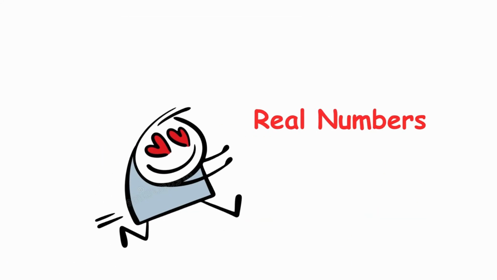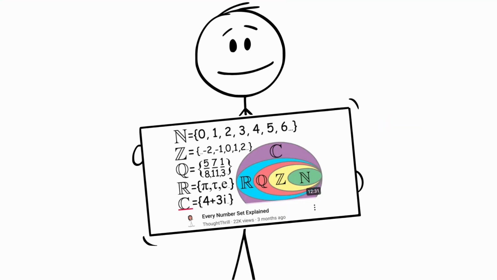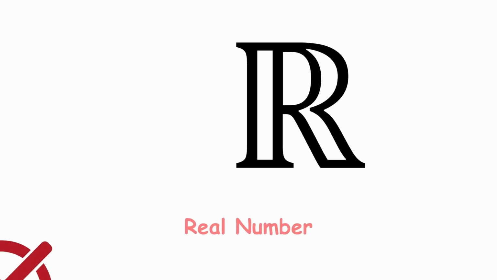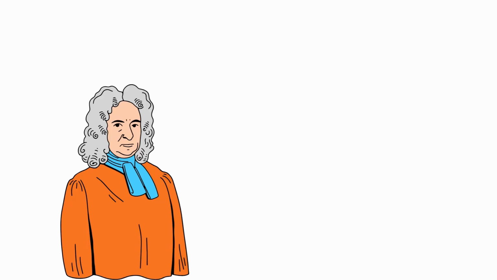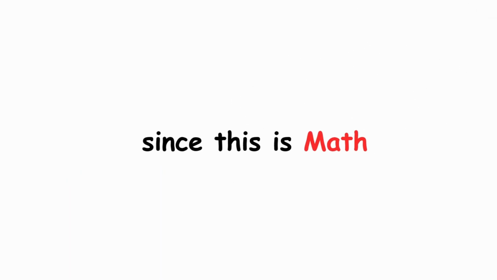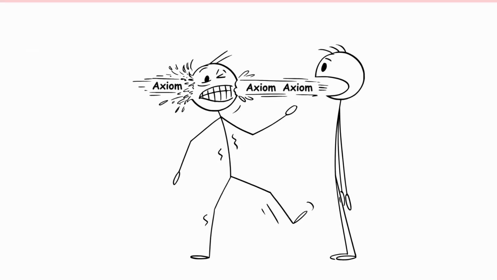We all know and love the real numbers. In case you don't, it's recommended that you watch the Number Sets video first, which is basically a prequel to this video. Anyway, infinity is not a real number, in the mathematical sense of the term, at least. But since this is math, we can make up new systems of rules if we want. In math, a rule that's true because we say so is called an axiom.